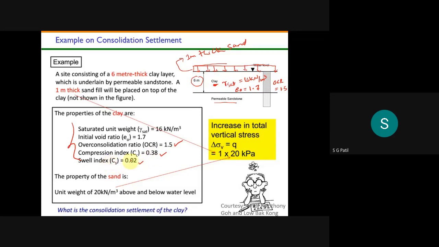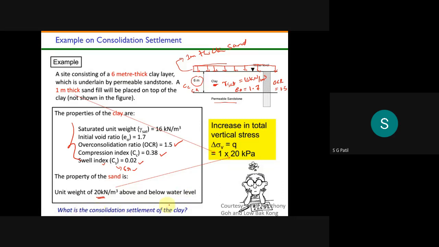So always your swelling index will be lesser than your compression index. So I have been given this CC and CR. This CS is nothing but CR only. Some textbooks use CR and some textbooks use CS, so both are the same. This is the recompression index, also called the swelling index. Now the property of sand: the unit weight is 20 kilonewton per meter cube, above and below water level.